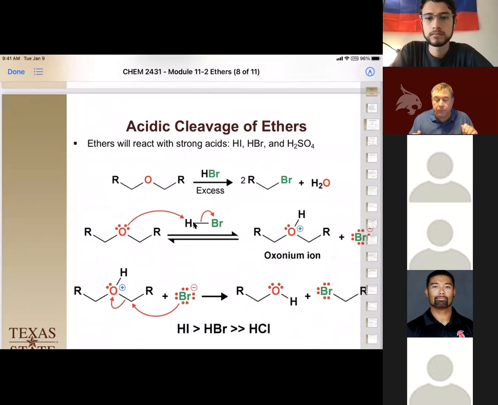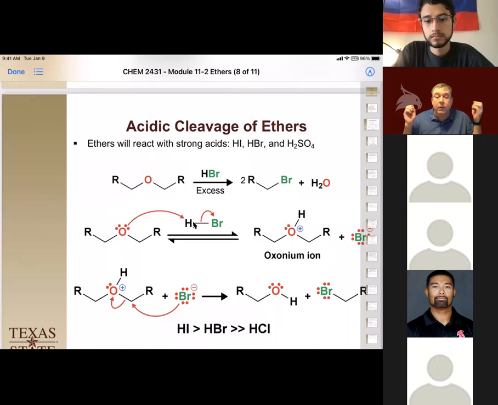All right, so when we have these ethers and they are reacting with a strong acid, specifically a strong acid in the presence of water, we can get cleavage. And what happens first is we get, of course, the creation of the oxonium ion.